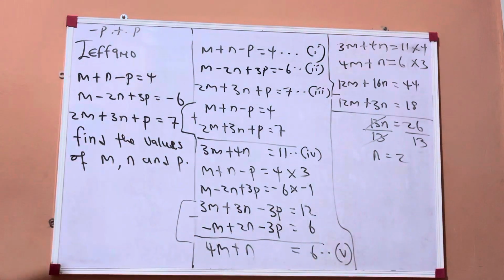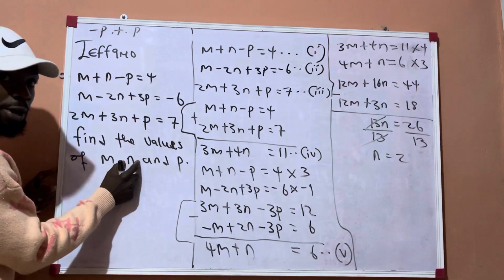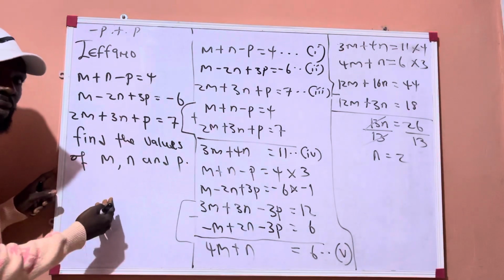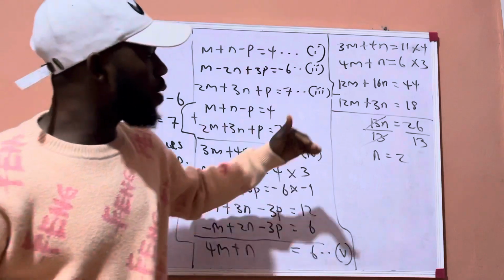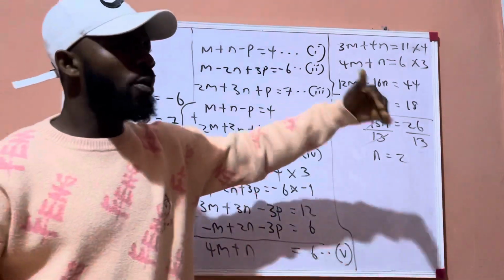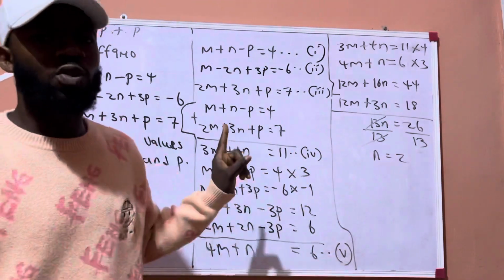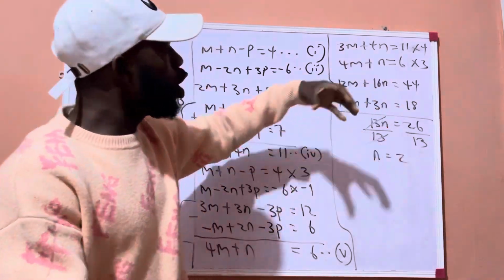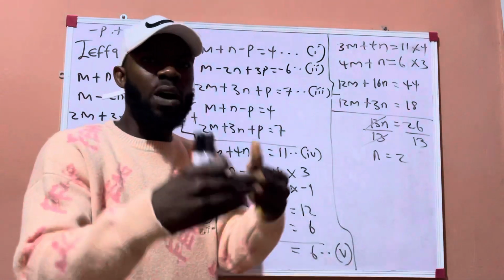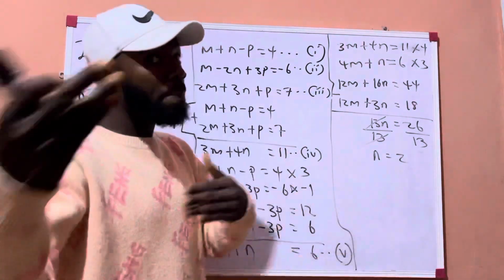Now, class, we have gotten one of the values of the variables. Remember, we have m, n, and p. Now, we have gotten n. Now that we have gotten n, what is the next variable you think will be easier for us to get? It is m. Because why? In the new equation, it was only m and n that we had, not m and p.